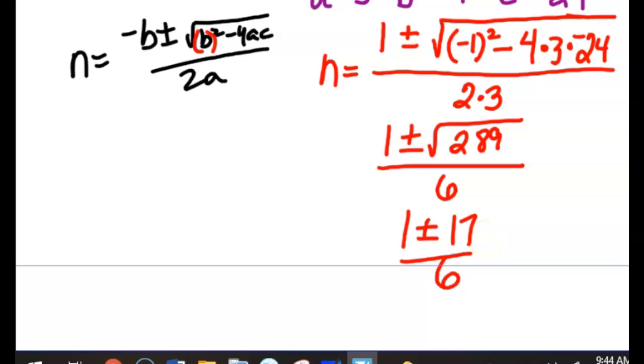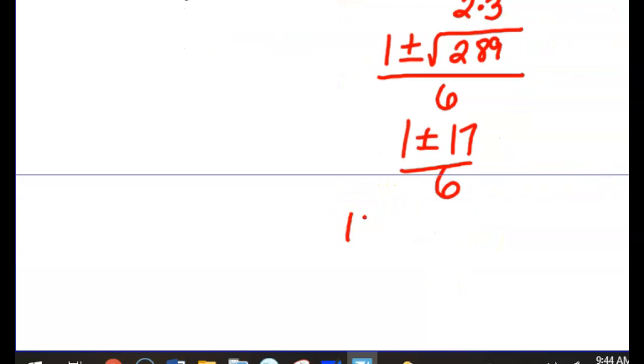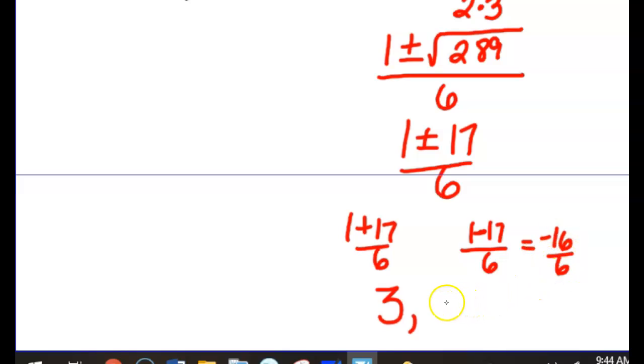Now, I would suggest you just write these separately. 1 plus 17 over 6 and 1 minus 17 over 6, because we're going to get 2 real answers. This one is 18 over 6, which reduces to what? 3, and this one is negative 16 over 6, which would reduce by 2 to negative 8/3. This was 18 over 6.